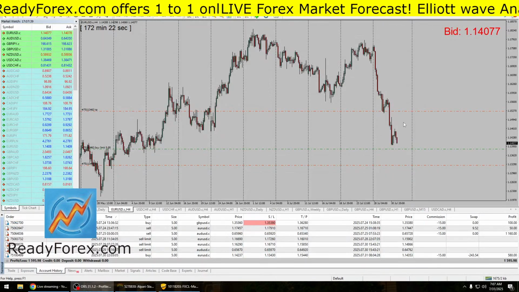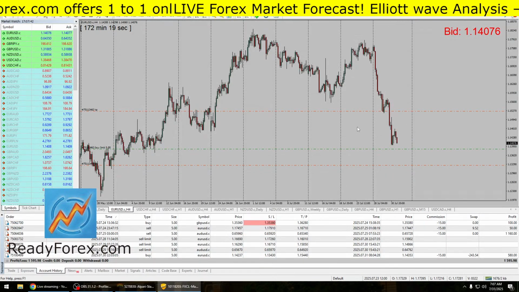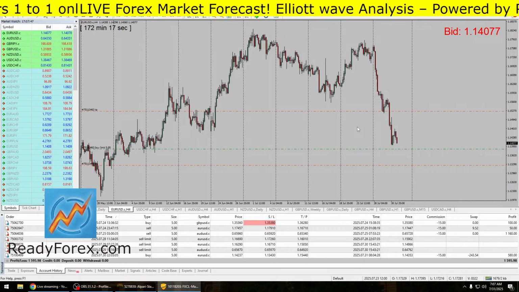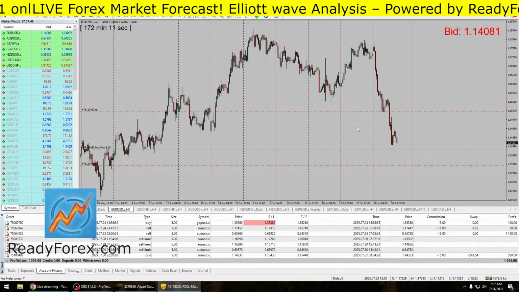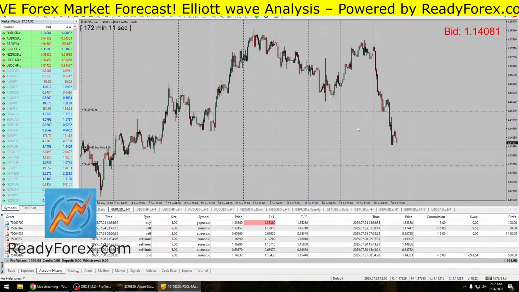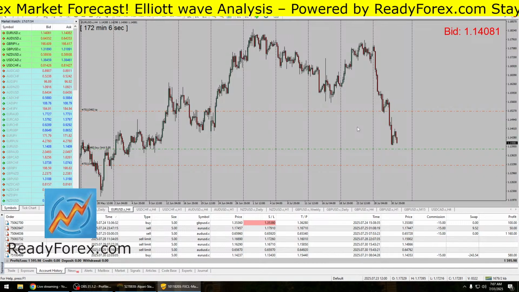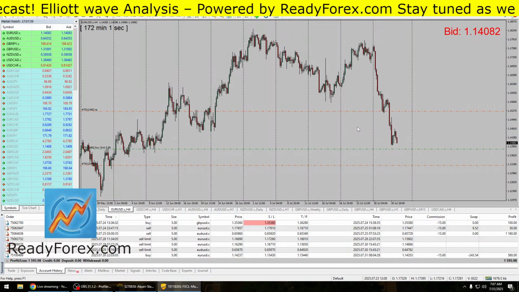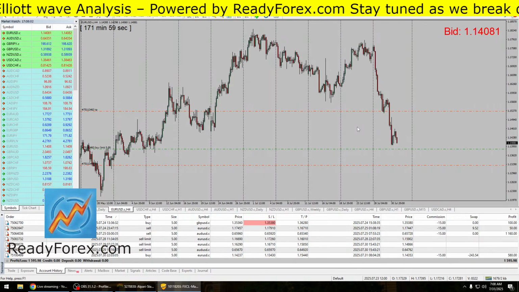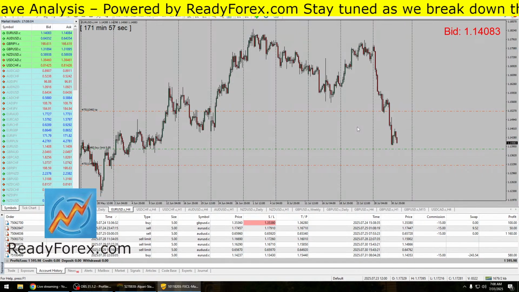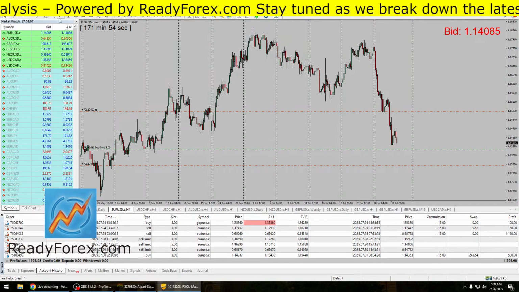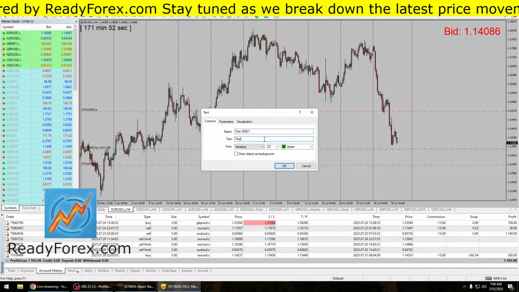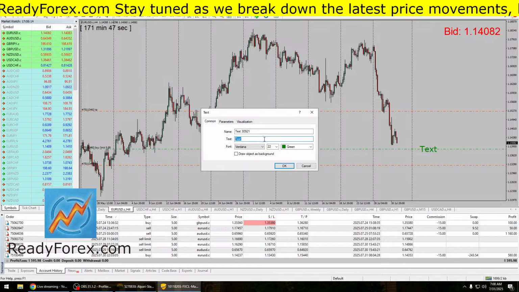Let's go over to a chart of different forex pairs and see what's going on. This is the chart of the Euro USD currency pair.